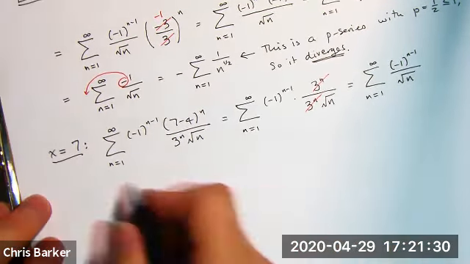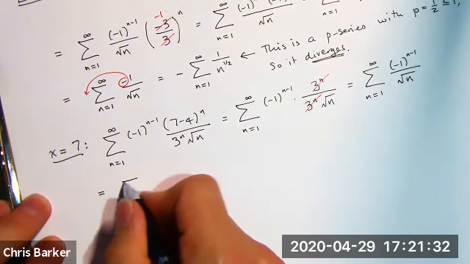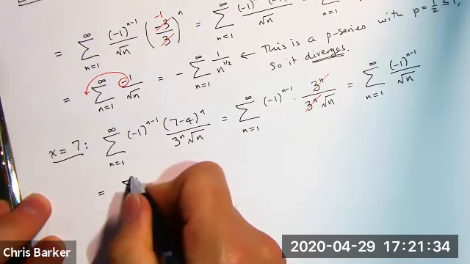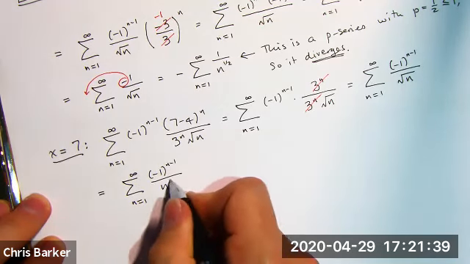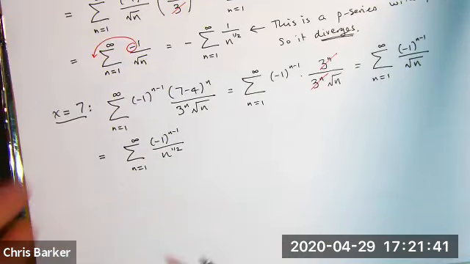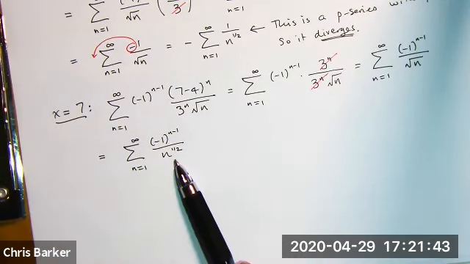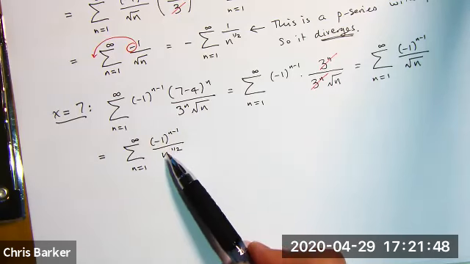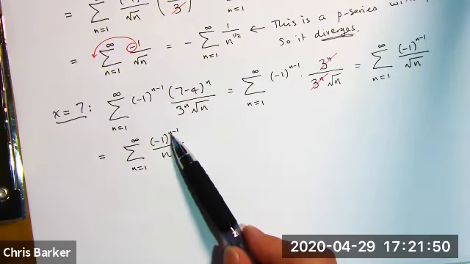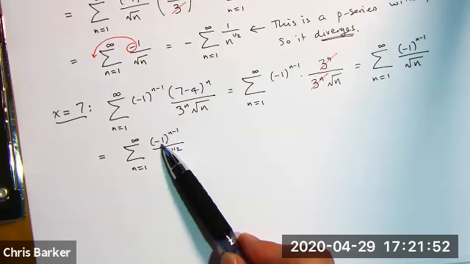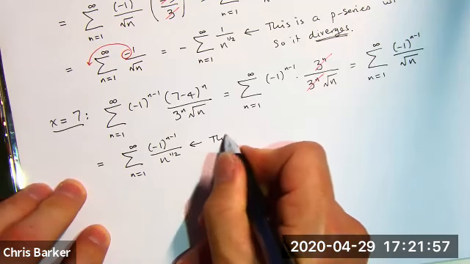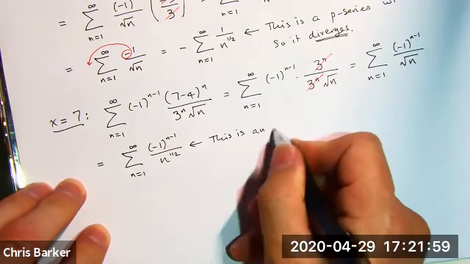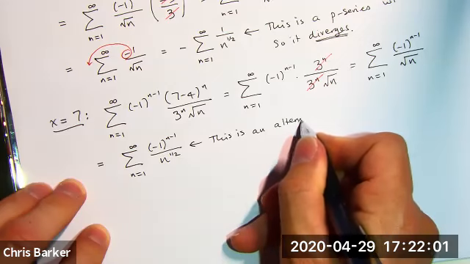Now you can rewrite that as the sum from 1 to infinity of negative 1 to the n minus 1 over n to the 1/2 power. So what is this? A p-series. It is a p-series, but what can you say about the sign? Alternating. It's an alternating p-series.